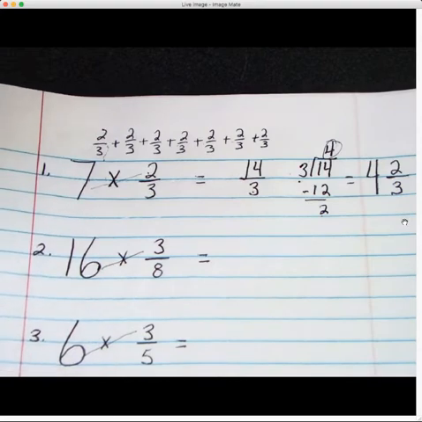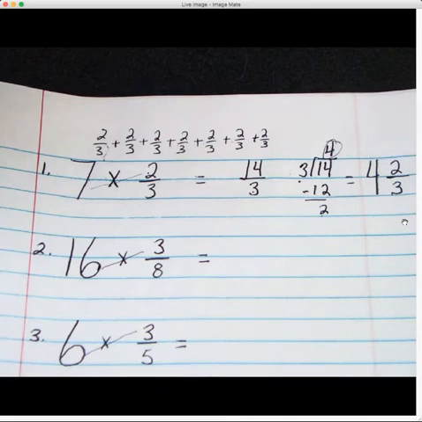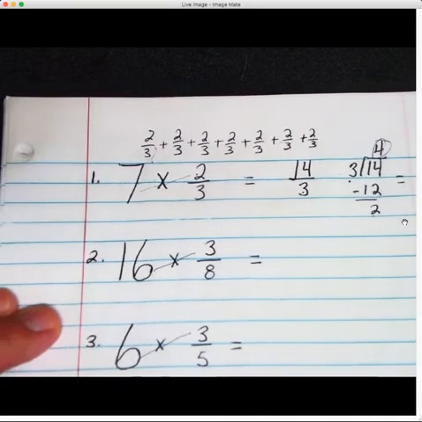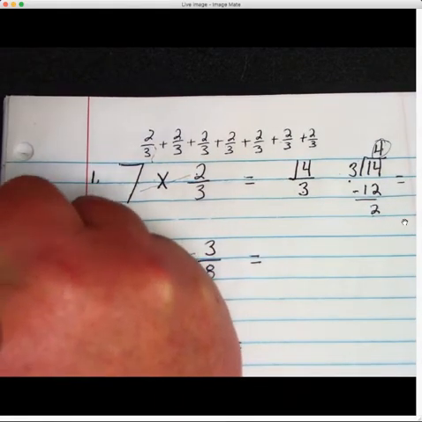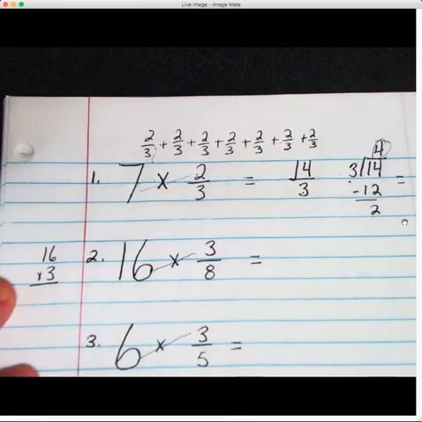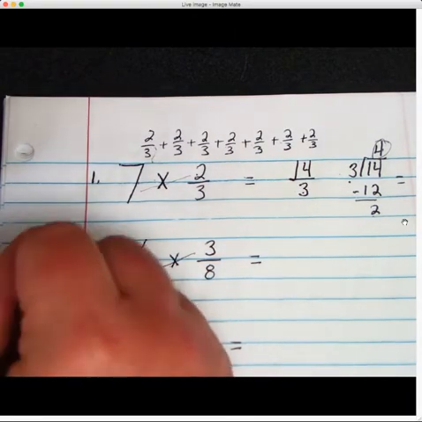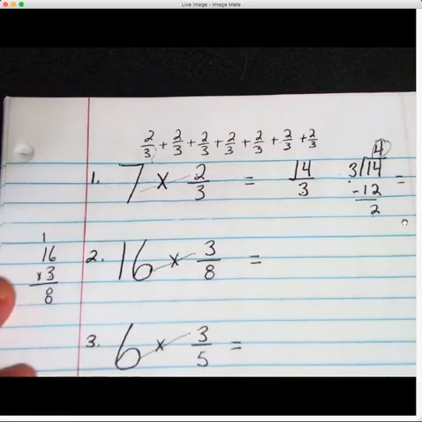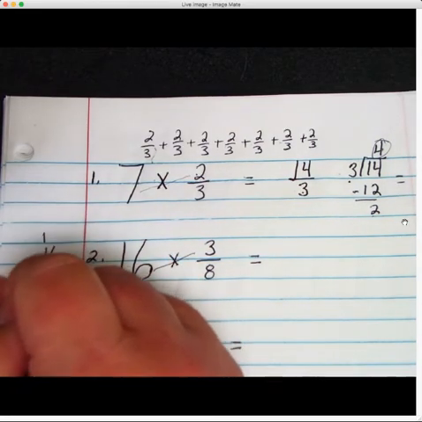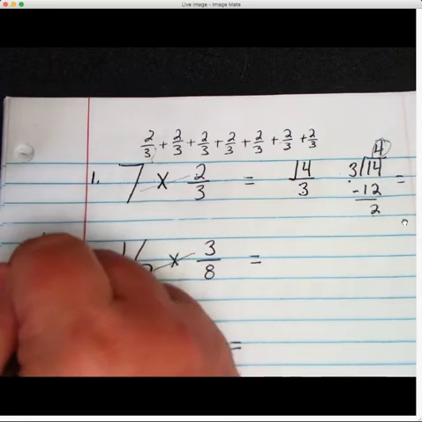So let's multiply again. And number 2, 16 times 3/8. Now, probably you can't do 16 times 3 in your head. So let's go over here and let's figure out 16 times 3 the way we learned it earlier in the year. 3 times 6 is 18. I put my 8 down and carry my 1. 3 times 1 is 3, and 1 more is 4.